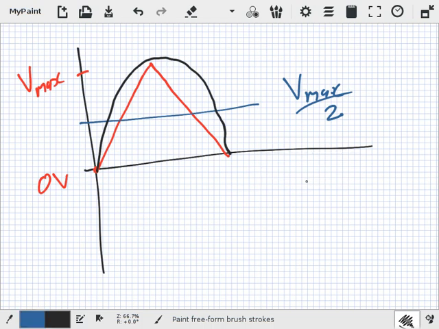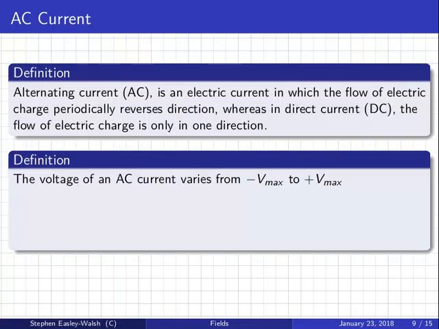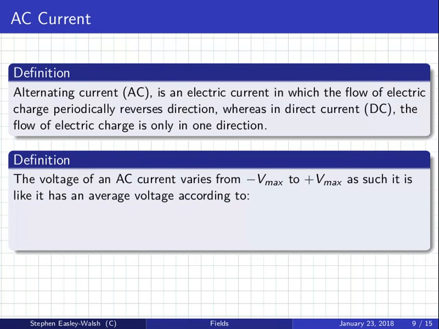I wonder if anybody knows what it is. No? You haven't seen this one. It's V max over root 2. So when the voltage varies from plus V max to minus V max, the average is actually V max divided by root 2 instead of 2. And this is because its curve changes the formula.